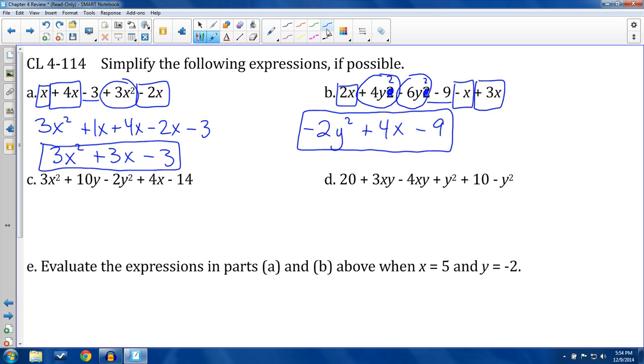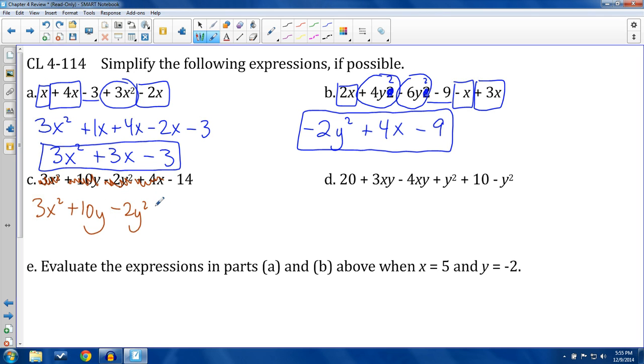C, let's use a different color for the sake of variety. 3x squared looks like it sits alone. I'll try a different method for those who do this. I'll cross this one out and write 3x squared. 10y can't combine with anything else either. Let's cross that one out. That becomes 10y. Negative 2y squared, no y squareds there. Cross that out. That's a negative 2y squared. Looks like nothing combines here.